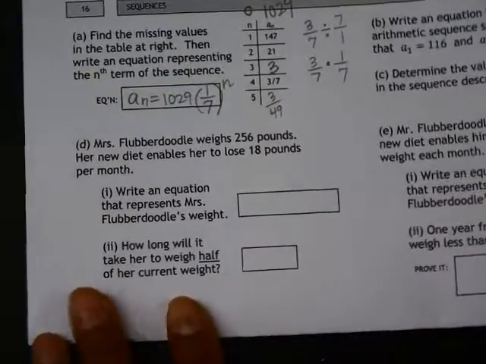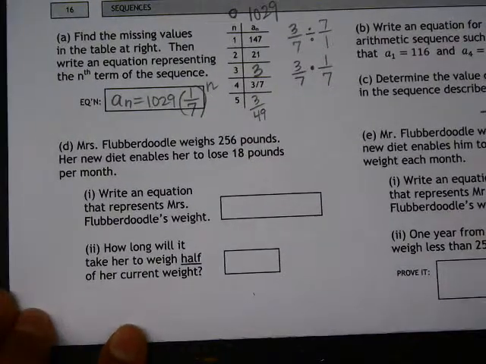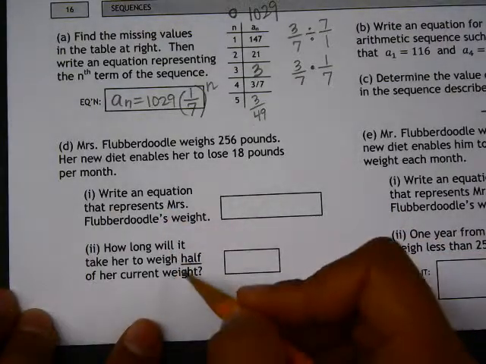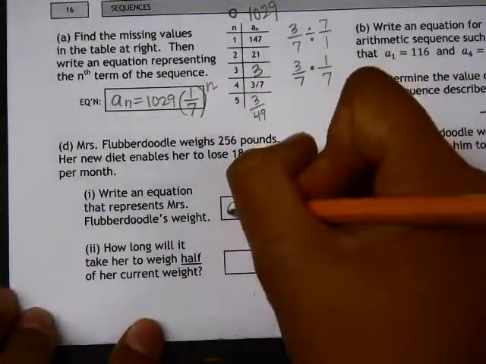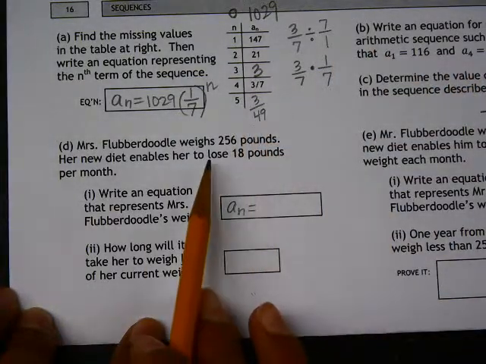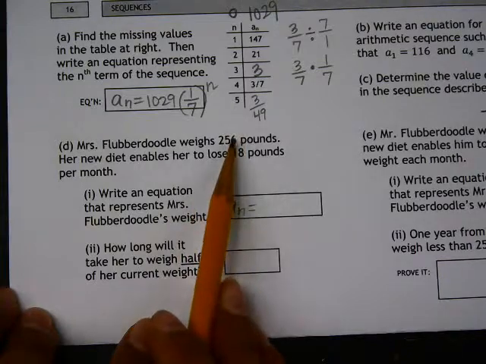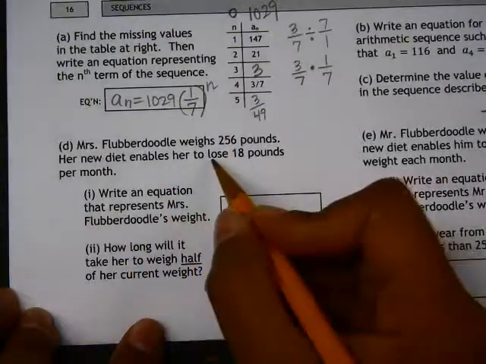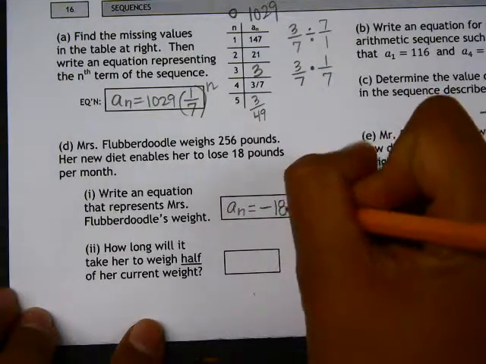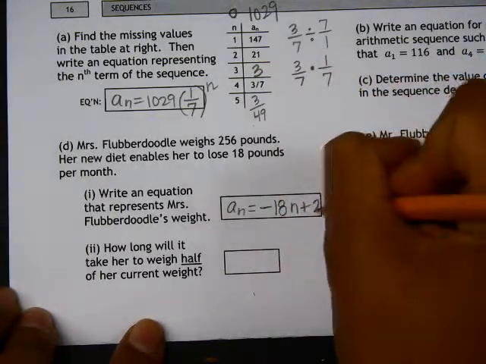Alright, on part D, Mrs. Flubberdoodle weighs 256 pounds. Her new diet enables her to lose 18 pounds per month. Write an equation to represent her weight. So we're going to do a sub n equals, I know her initial weight or initial value is 256. She's losing 18 pounds per month, so that's a negative 18n plus 256.